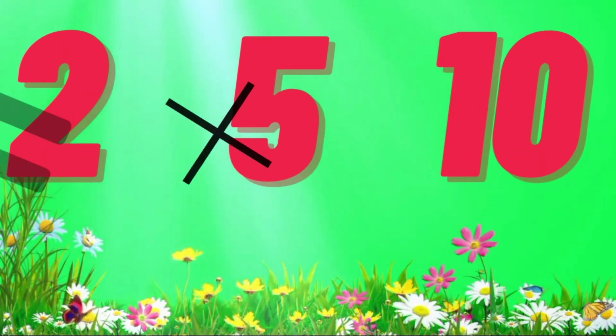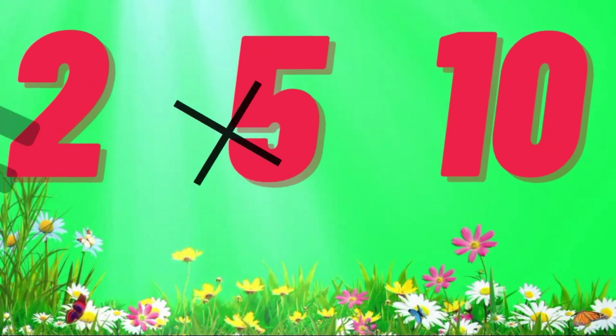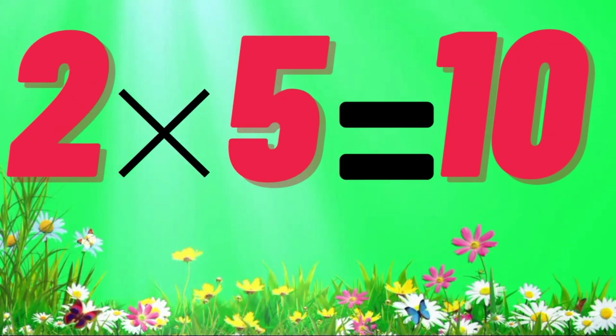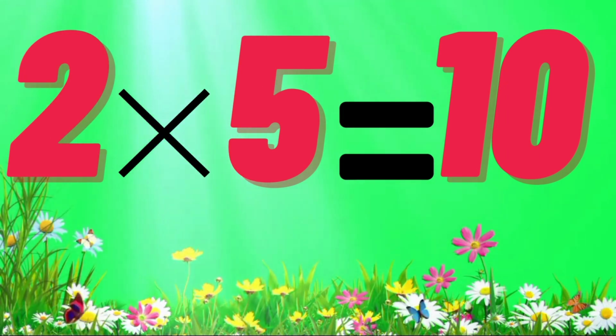The next is 2 fives are 10. 2 5 times becomes 10. 2 into 5 becomes 10. It means that 2 5 times becomes 10. 2 fives are 10.